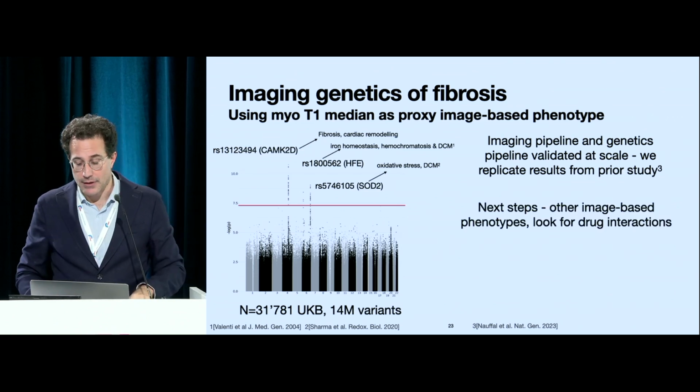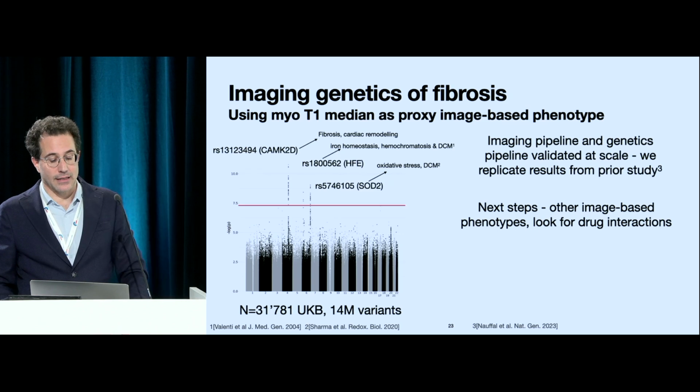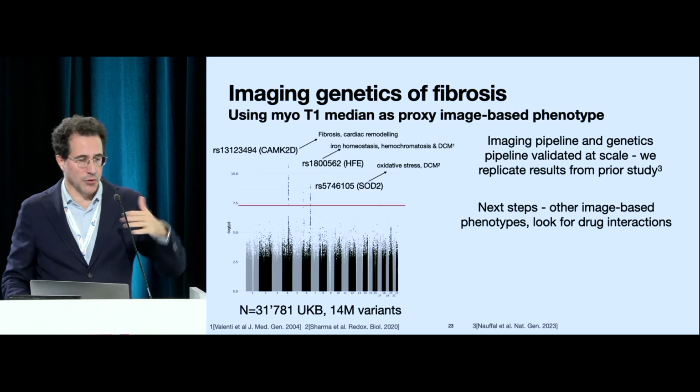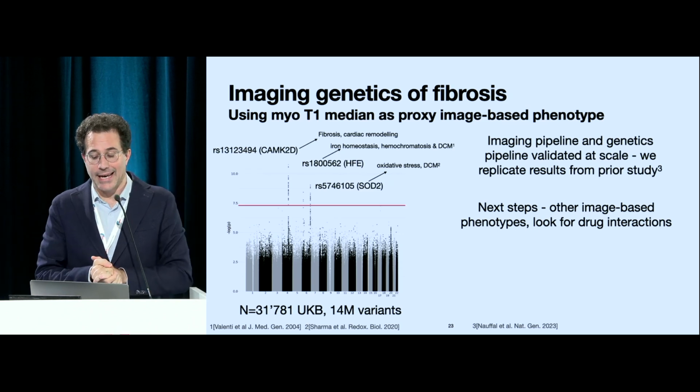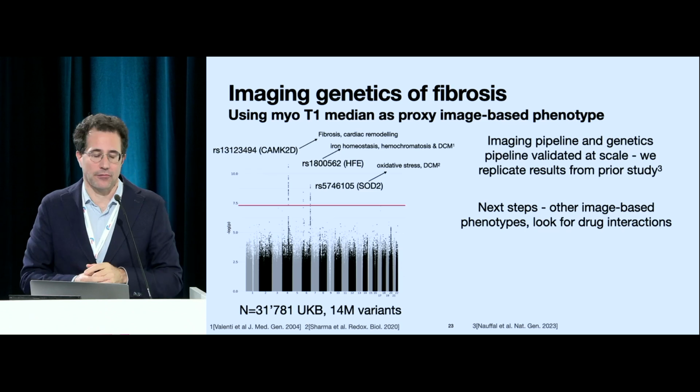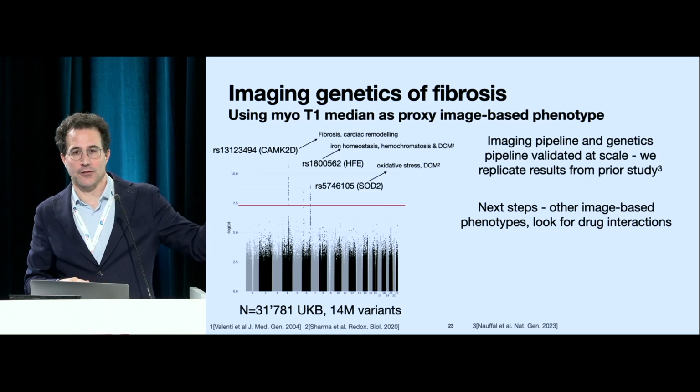So the next steps with this are, let's have a look at other image-based phenotypes. We already have results. We'll show some other time. And then the ultimate step is to look for drug interactions. So I give you genetics, but what can you do with it, right?